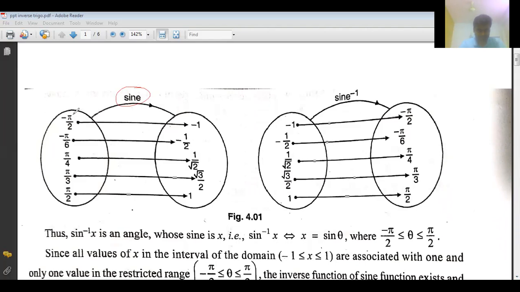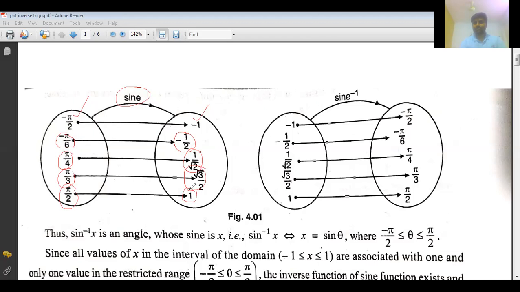See here, by substituting minus pi by 2, we get minus 1. By substituting minus pi by 6, minus 30, what will you get? Minus 1 by 2. Now by substituting pi by 4, we get plus 1 by root 2. Similarly, by substituting 30 we get plus 1 by 2, a different value. And if you substitute 60, what will you get? Root 3 by 2, correct? And if you substitute pi by 2, sine pi by 2 is 1.